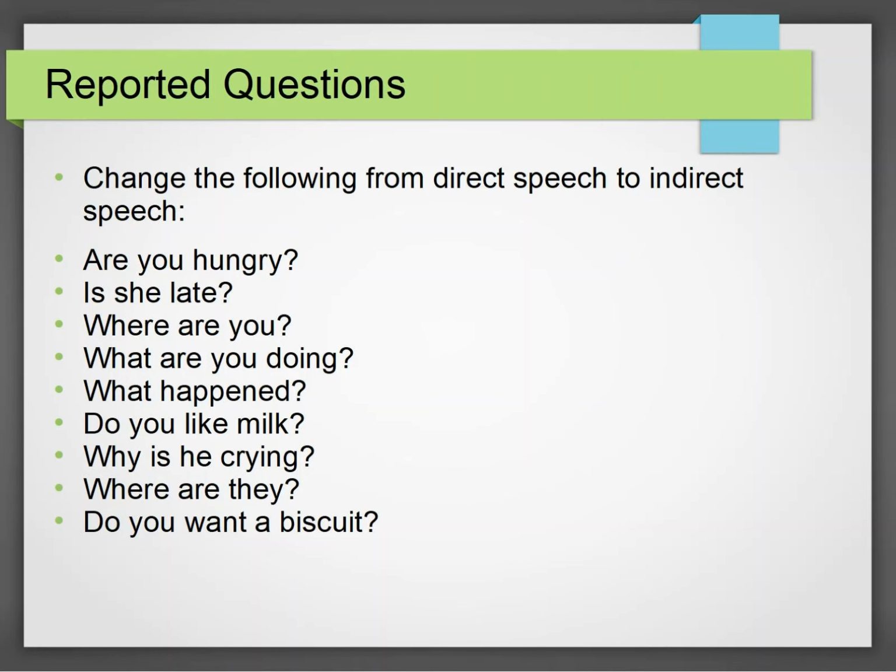And now some work for you guys, okay? Spend the next 5 minutes just changing these examples across from direct speech to indirect speech, okay?